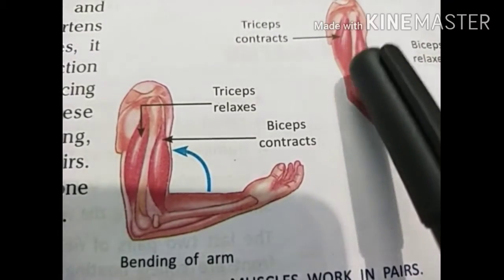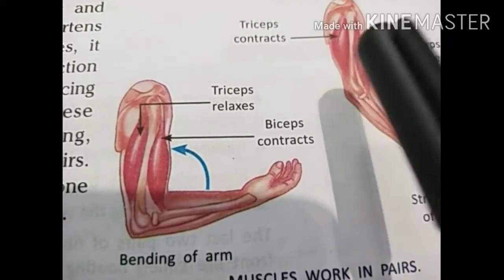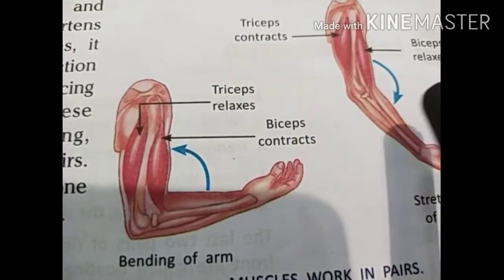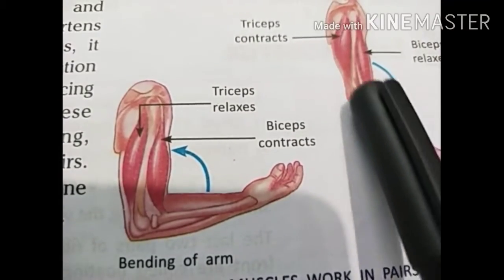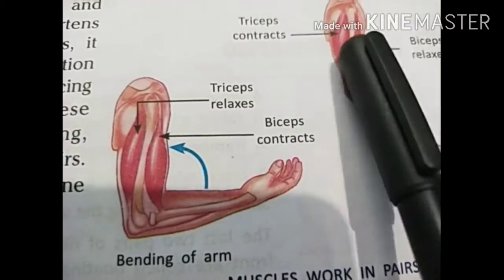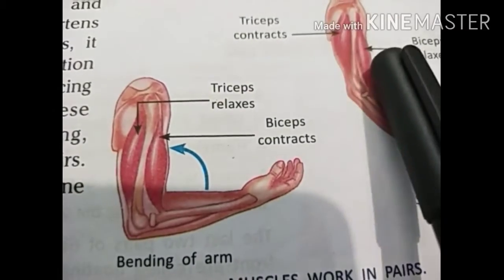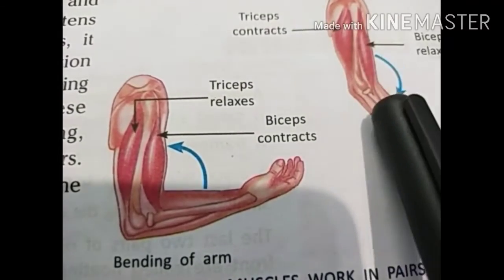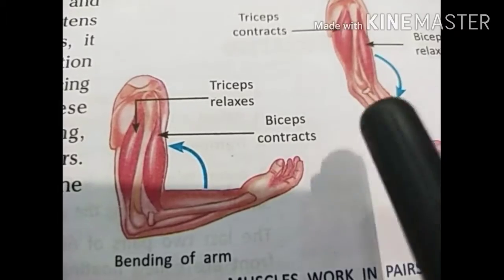Okay, so with the help of contraction and expansion of the muscles, the bones are pulled by the muscles. These muscles, which are showing contraction and expansion, pull the bones, and due to this the movement of the body will occur.